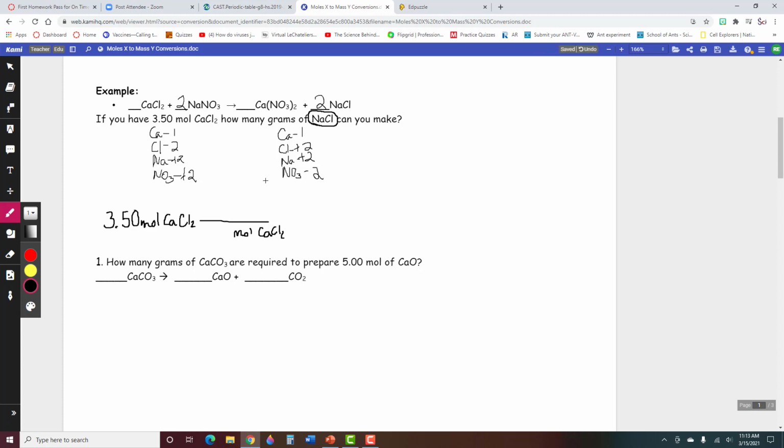But I don't put grams of NaCl on the top, because I can't go directly to grams from moles of a different compound. I have to go through the mole bridge first. So I have to do moles of NaCl. I have to convert from moles of one compound to moles of another before I can go to grams. Whenever you have mole over mole, this is where you go to the equation to get those numbers. Mole over mole, go to the equation. So CaCl2 has nothing in front of it, so that's a 1. And then NaCl has a 2 in front of it, so that's a 2. Okay? Moles over moles, go to the equation.